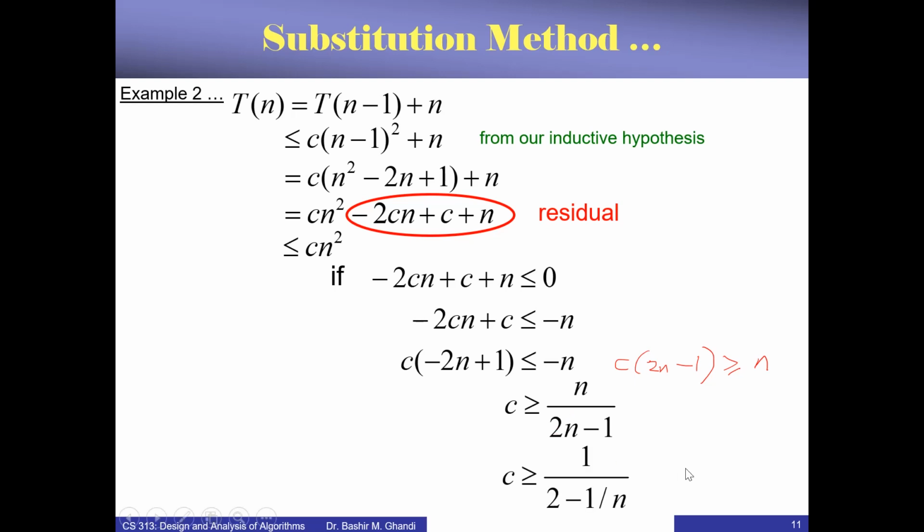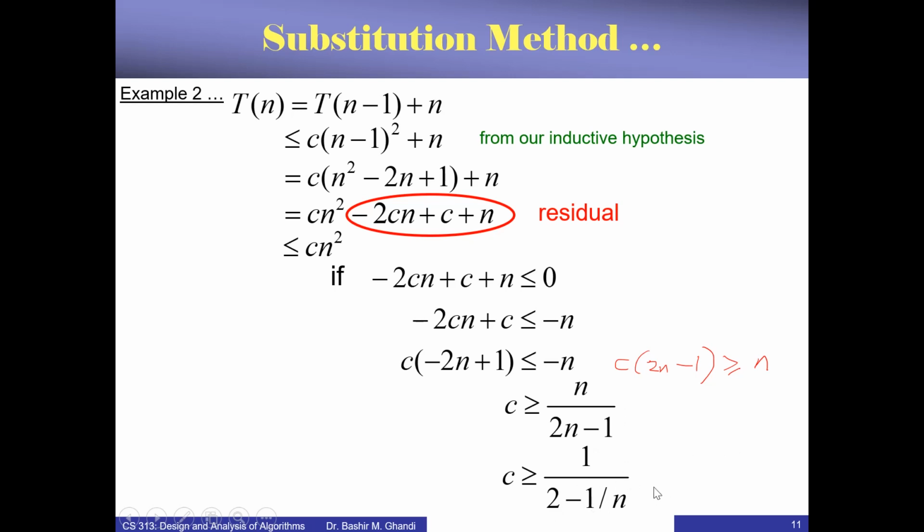Okay, let's try to eliminate the n so that we will just have a constant value. So to do that, let's divide top and bottom by n. So n divided by n will give you 1. 2n divided by n will give you 2. And then we will have 1 over n here.